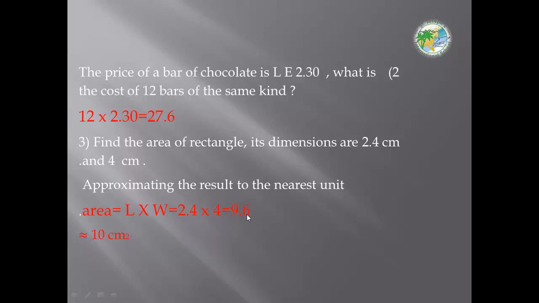Then 9.6. In the first lesson we studied how to approximate, and we revise how to approximate to the nearest unit. What is the unit digit? The unit digit is 9. Look to the digit on the right. It rounds up, so 9 becomes 10. Then it will be 10 centimeters squared. Don't forget the unit of the answer.